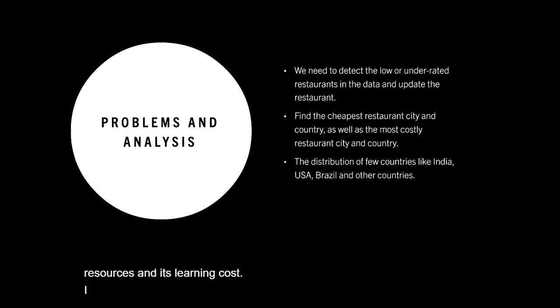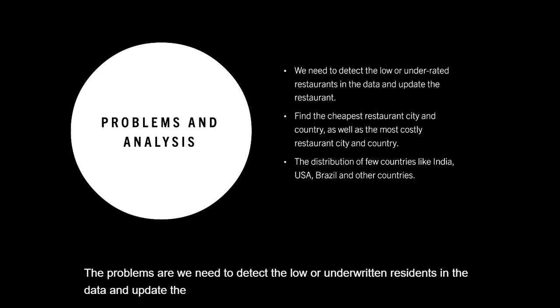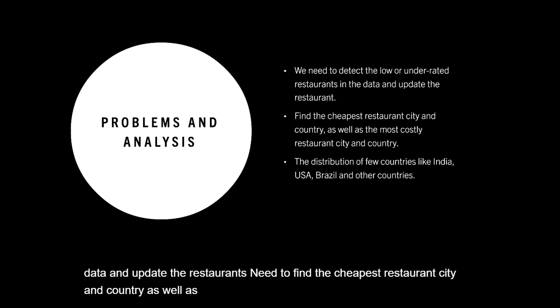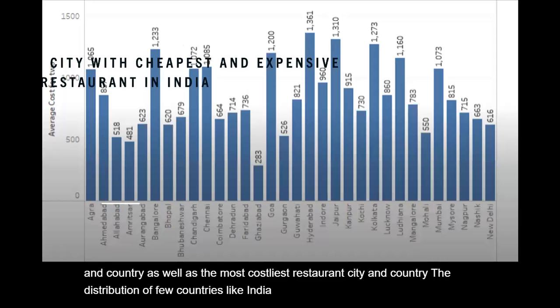After seeing the dataset, the problems are: we need to detect the low or underrated restaurants in the data and update the restaurants. We need to find the cheapest restaurant city and country as well as the costliest restaurant city and country. We also look at the distribution of a few countries like India, USA, Brazil, and other countries.